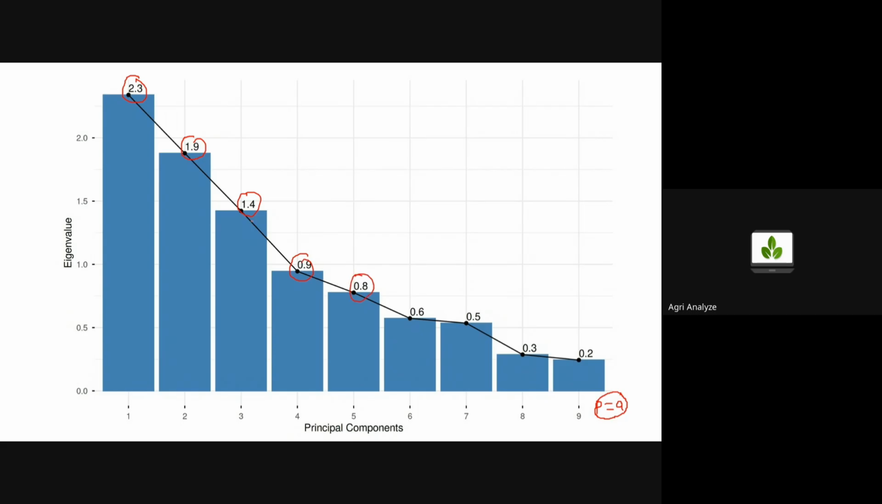Here we can see that the eigenvalue decreases drastically from 2.3 to 1.9, then 1.9 to 1.4, then 1.4 to 0.9. But after this point, there are no drastic changes in eigenvalue. So we select the number of PCs equal to 4, which is appropriate for our PCA analysis. So based on this scree plot, we can decide the number of PCs in our PCA analysis.